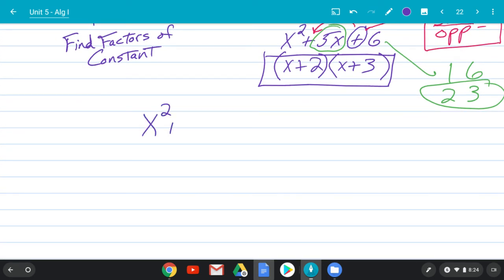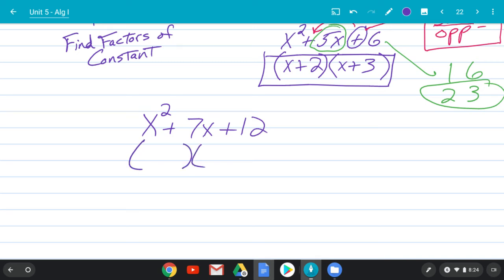x squared plus 7x plus 12. Okay. First thing I look for is a GCF. That's something that everyone should know, but we're going to skip over that. Okay. So now what? Leading coefficient. Is there a leading coefficient? No. So what do we do? And everybody said split the signs.